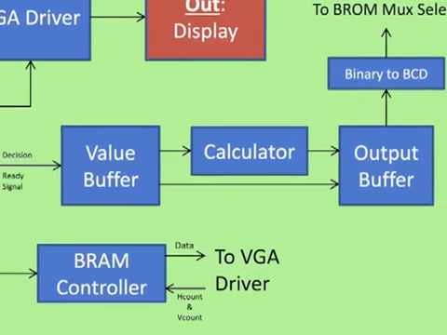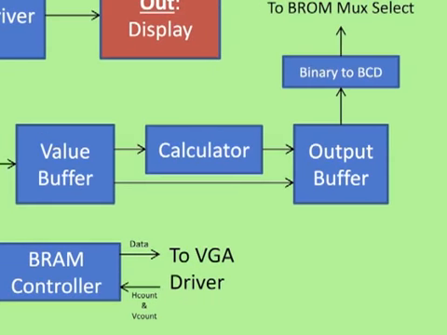The value buffer feeds into a 4-bit calculator that does simple arithmetic operations on the input values. Both the value buffer and the calculator feed into the next component we will talk about, which is the output buffer.